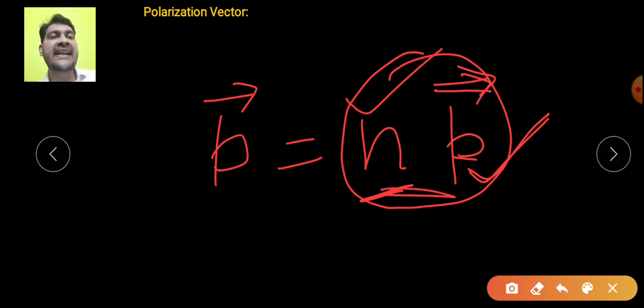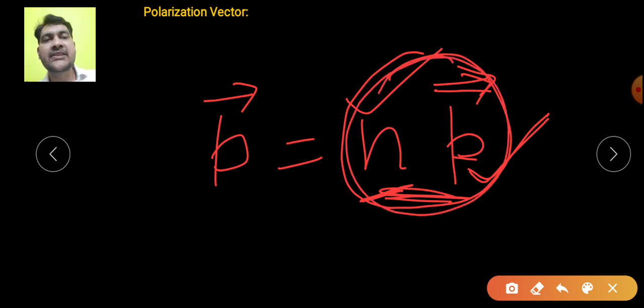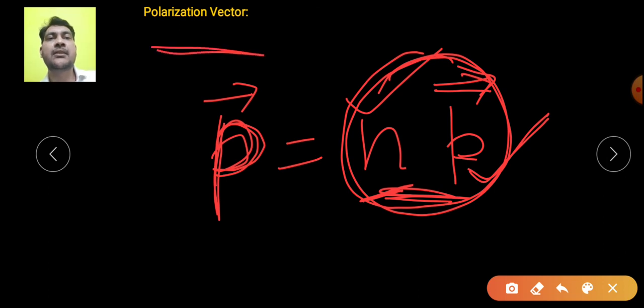If we multiply these two, then we obtain total dipole moment per unit volume. This term P is actually capital P. This term, total dipole moment per unit volume, is known as polarization vector. This depends upon the nature of the substance. If the substance is polar, then the P vector, polarization vector, has larger value, and if the substance is non-polar, then it has smaller value.